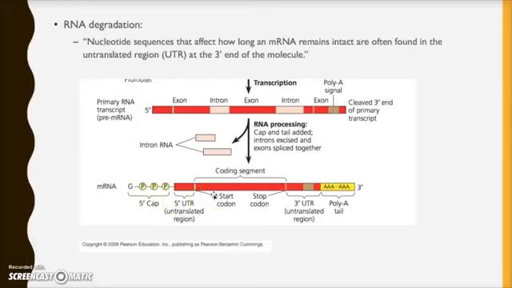And the next part of post-transcriptional regulation is RNA degradation. During the process of RNA processing, the cap and tail will be added to the RNA molecule, and the untranslated region at the 3' end of the molecule here will affect how long an mRNA remains intact.